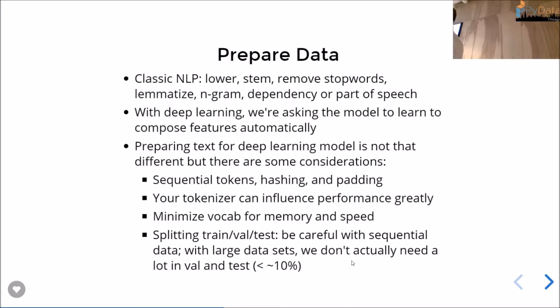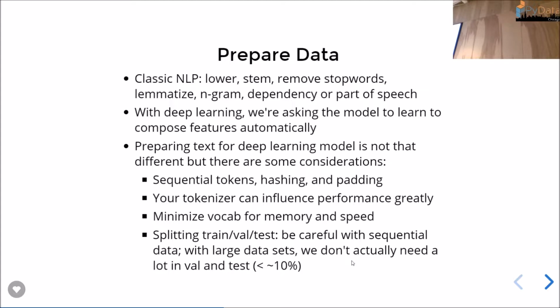So, prepare the data. If you've worked with natural language processing before, you've probably done some of this stuff where you lowercase everything, stem it, lemmatize it, use n-grams, maybe you insert part of speech as a dependency model. With deep learning, we're not quite throwing that all out the window, but what we're trying to do is get as close as we can to the raw data, and then push that through the model and let it compose the features automatically. Through the layers that we build, it's going to start to figure out that the verb together means something, or the New York Times together means something different than New York and Times independently.